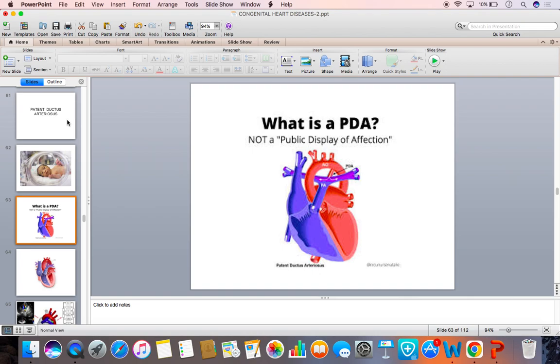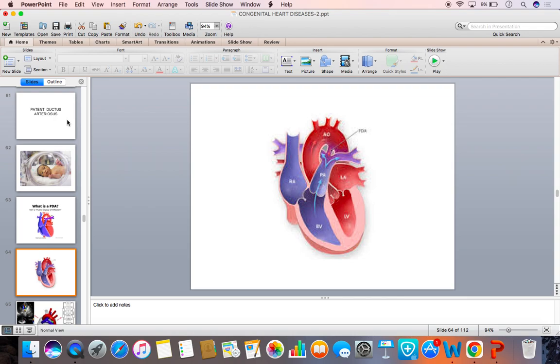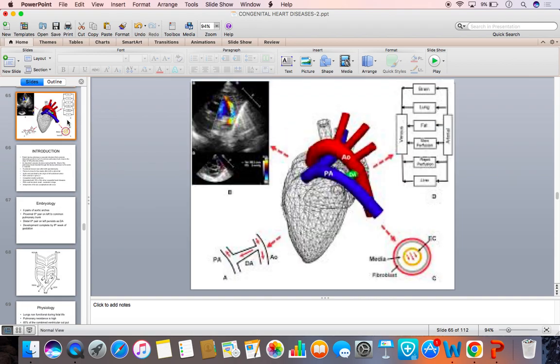Well, what is PDA? PDA is a non-public display affection. No. PDA is patent ductus arteriosus. Look at this particular picture. There is a ductus arteriosus connecting the pulmonary trunk with the descending aorta. Well, this picture also shows there is a patent ductus connecting the pulmonary trunk with the aorta. The direction of the flow of blood is from the aorta to the pulmonary trunk.